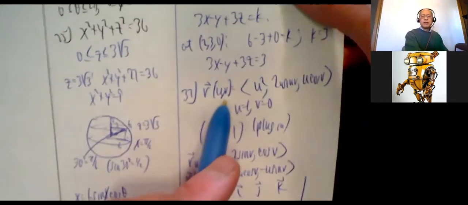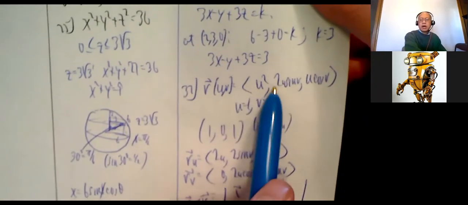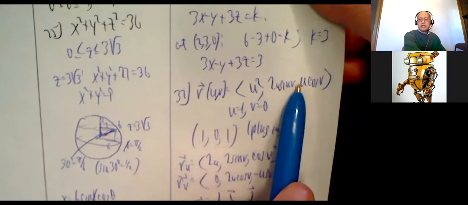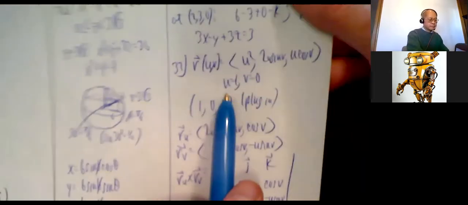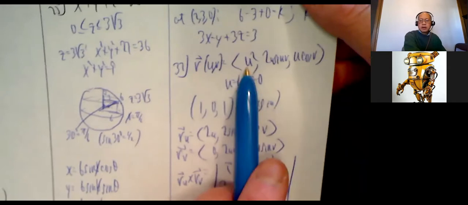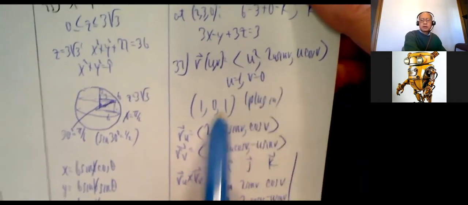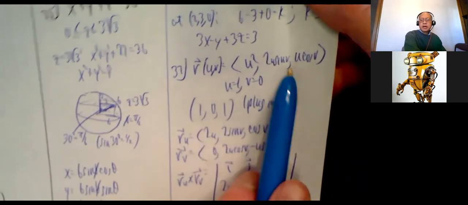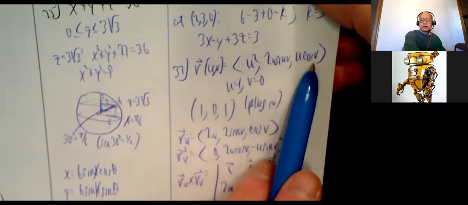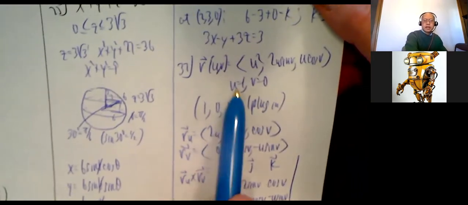Okay, so r of u, v. Okay, remember when it's r, this is x, y, and z. So it's the same thing if they say x equals u squared, y equals 2u sine v, z is equal to u cosine v, which is the same thing as going on here. Okay, and they told me u is 1, v is 0. So I plug in 1 and 0, sine of 0 is 0. And u, 1, cosine of 0 is 1, 1 times 1 is 1. Okay, so the point is 1, 0, 1.